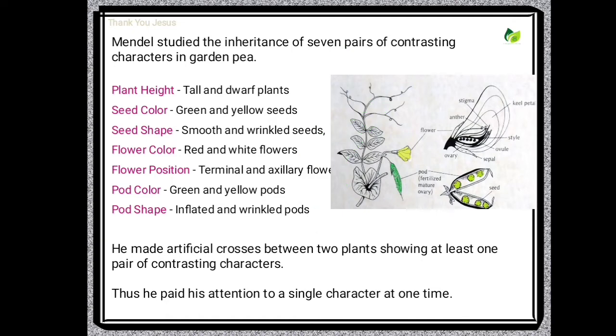So he made artificial crosses between two plants showing at least one pair of contrasting characters. Thus, he paid his attention to a single character at one time. So this is the reason for Mendel's success.